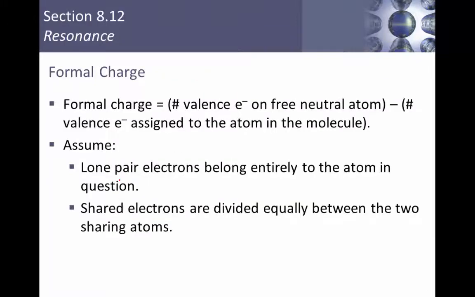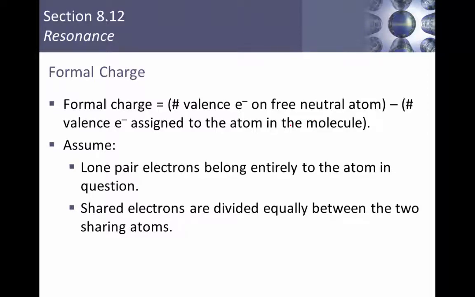Okay, so here's how this works. You assign the valence electrons to each atom in the molecule, and then you assign the shared pairs. So lone pairs belong entirely to the atom themselves, and then the shared pairs are divided in half between the two atoms. And you do this little subtraction system here in the formal charge.